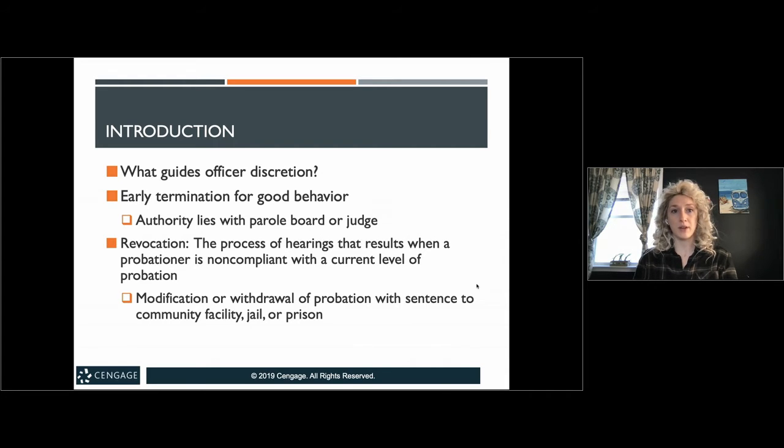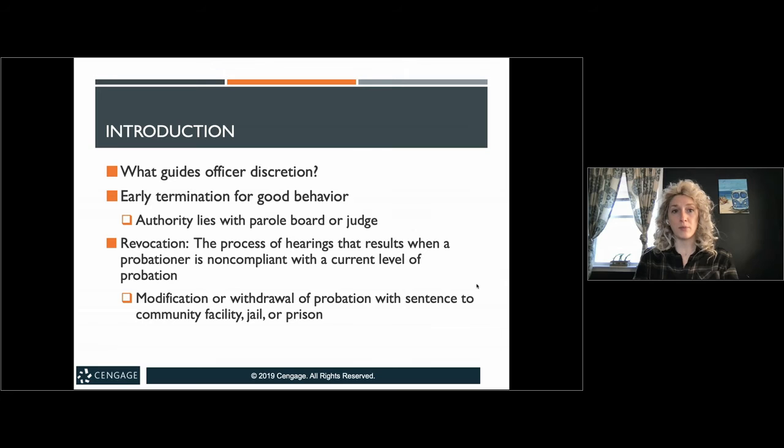So we can make the recommendation as a community supervision officer to terminate early the person's probation for good behavior. The authority, however, lies with the parole board or the judge. So the probation officer is going to make the recommendation to the court or to the parole board that the offender should be terminated for good behavior. Research has shown that terminating someone's probation early for good behavior does not increase their risk for recidivating.